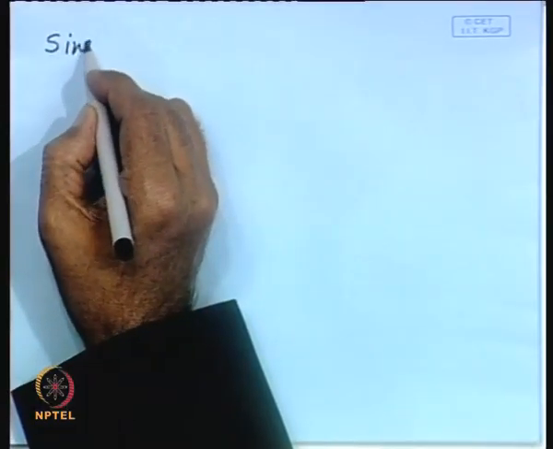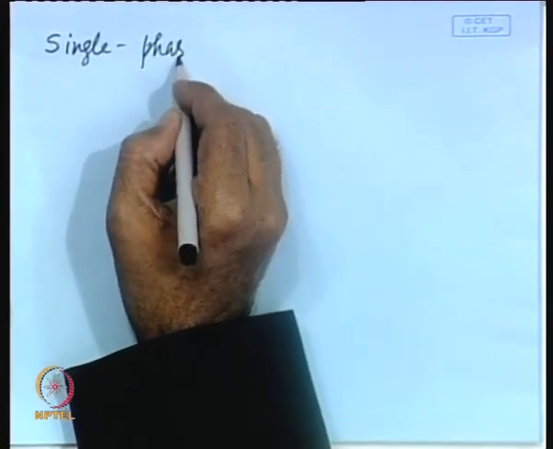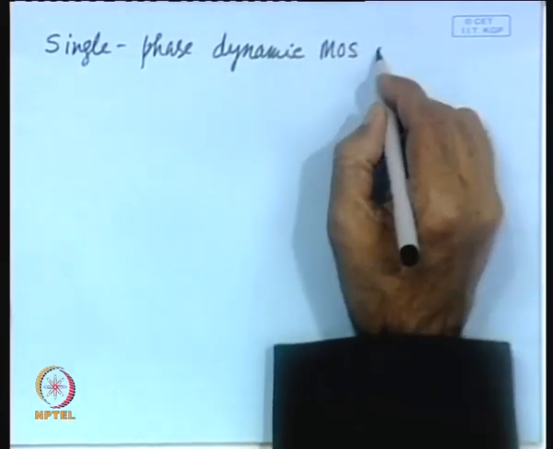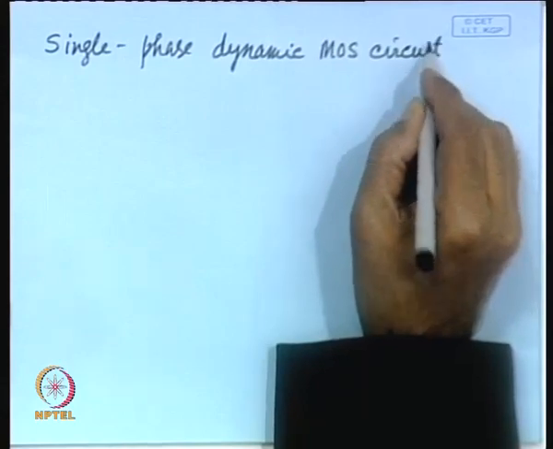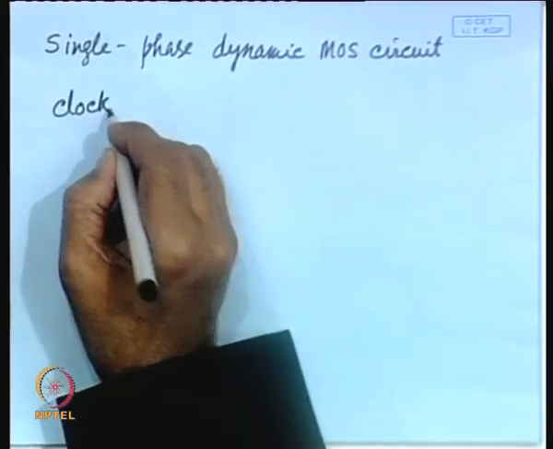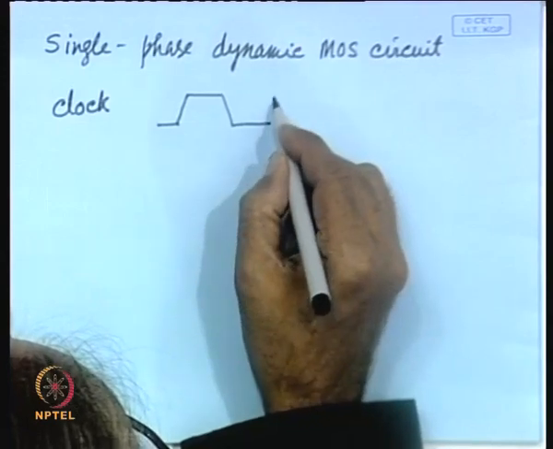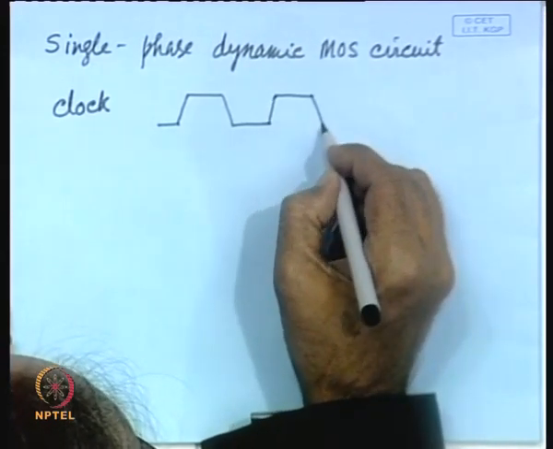So, even in case of your single phase dynamic MOS circuit, we will require some clock. What do we really mean by a clock, or how do you characterize a clock? You will be encountering clocks in any digital circuits. How do you characterize it? You will see that a clock is essentially a train of pulses like this.